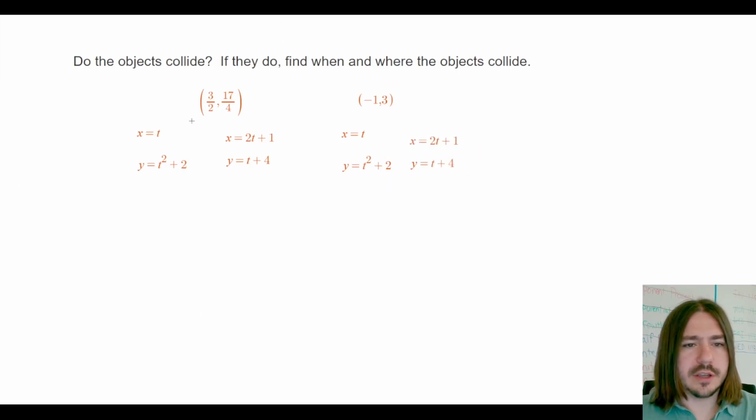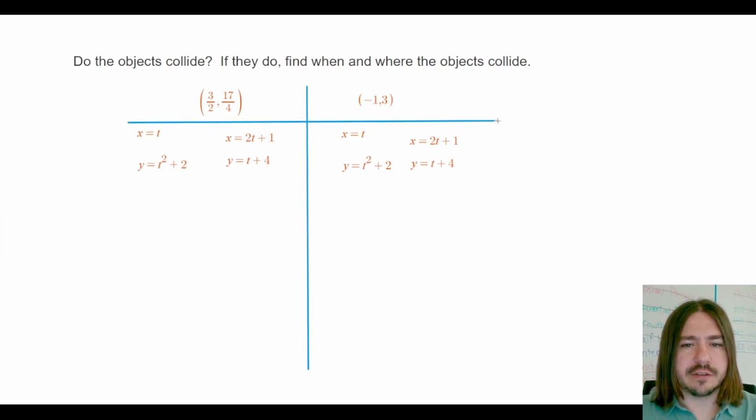All right, now just to keep this a little straightened out, I'm just going to throw some lines here to divvy up what I'm doing. Okay, so we've got the first point of intersection at (3/2, 17/4). I'm going to plug the 3/2 into x and the 17/4 into y, and just see at what time they actually are there. So let's plug it into the first one.